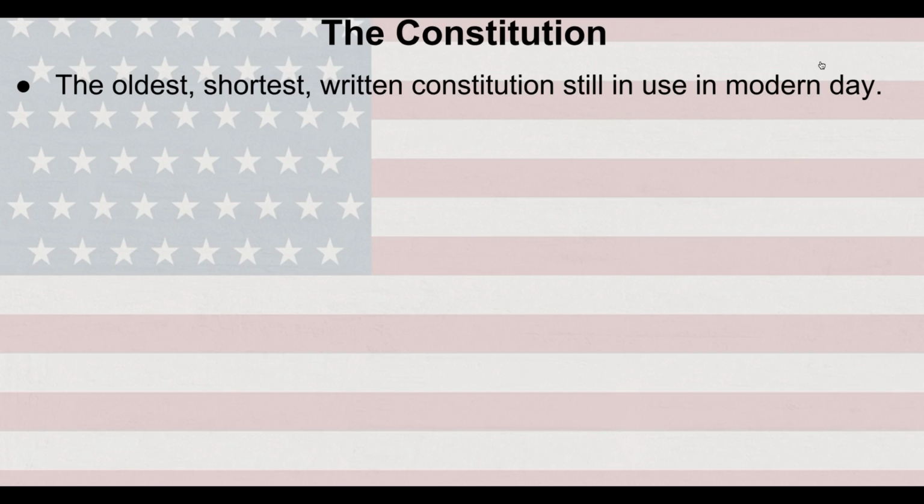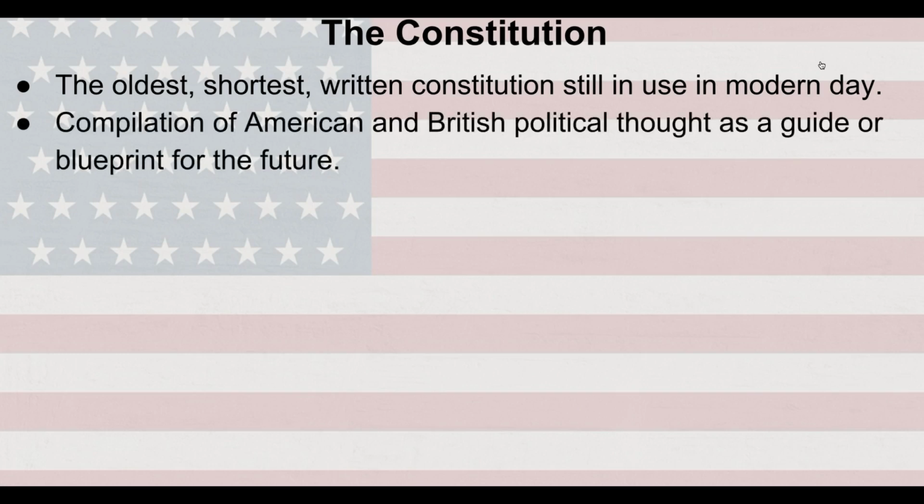The Texas state constitution is very long and in-depth and explains things in minutia. But the American Constitution is relatively brief. It is a compilation of American and British political thought as a guide or blueprint for the future.